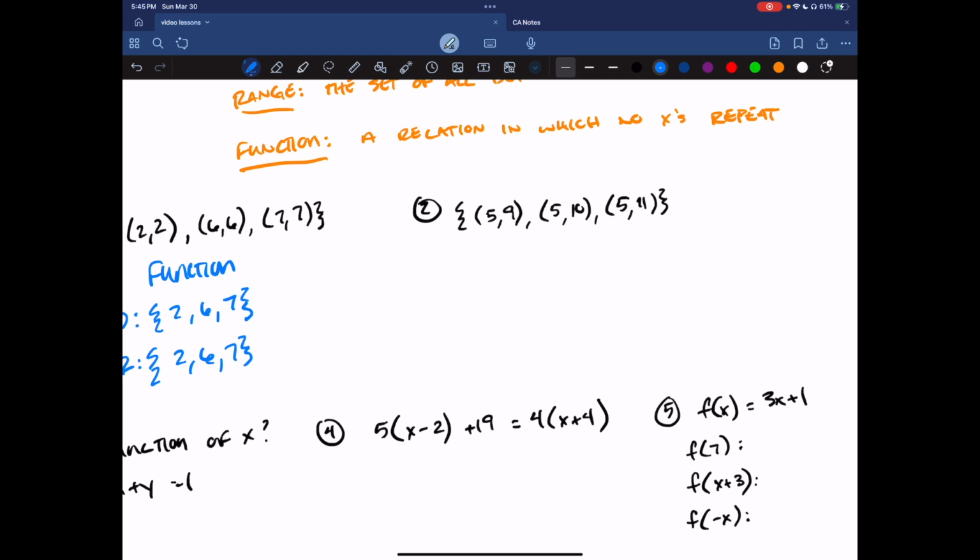On number 2, we have 5, 9, 5, 10, 5, 11. Because every x is a 5, that means they repeat, which means this is not a function. My domain is simply going to be 5. My range is all of my y's: 9, 10, 11.